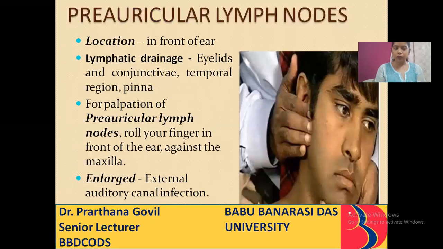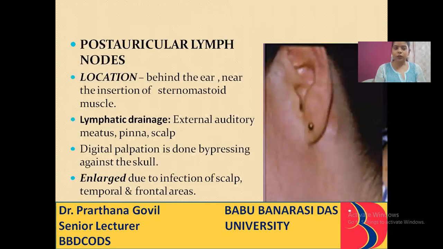Now, there are preauricular lymph nodes in front of the ears, draining the eyelids and conjunctiva, temporal region, and pinna. For palpation of preauricular lymph nodes, roll your finger in front of the ear against the maxilla. If enlarged, external auditory canal infection can be present. Postauricular lymph nodes are located behind the ear, near the insertion of the sternomastoid muscle, draining the external auditory meatus, pinna, and scalp.